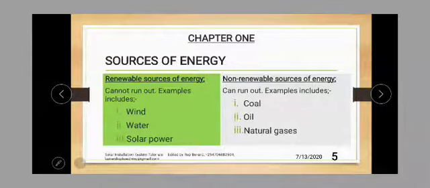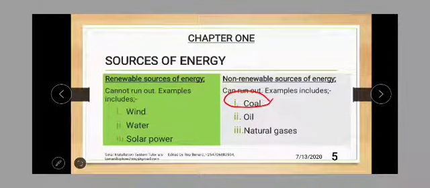When we look at non-renewable sources of energy, these are the types of energy that can run out or get used up. You can exhaust them. They cannot be renewed. For instance, we have coal, oil, and natural gases. Let's look at each of them individually.